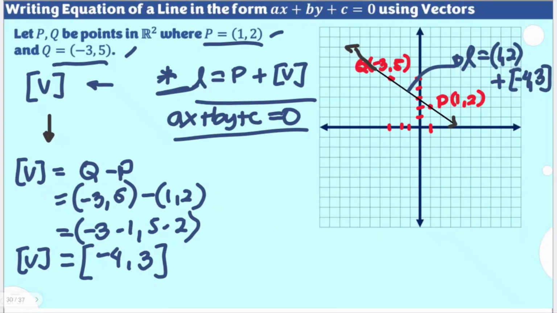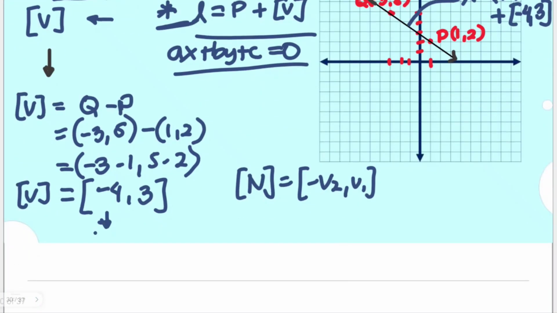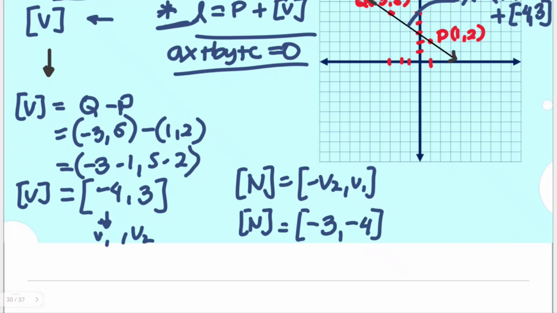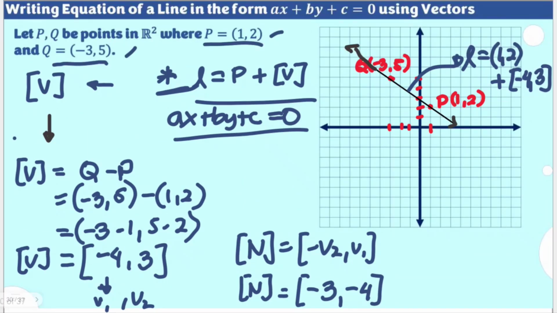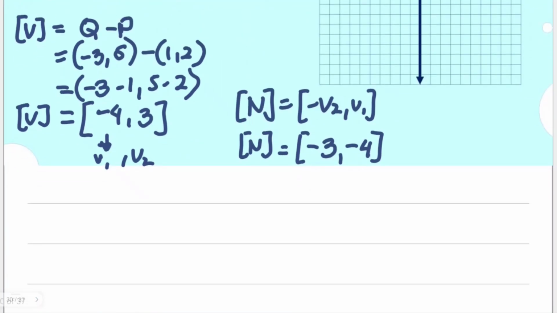With this now, let's identify first our normal vector. Our normal vector will be using -v sub 2 and v sub 1, where for our vector, this is v sub 1 and then v sub 2. In short, our normal vector is identified as the negative of v sub 2, which is 3, and your v sub 1, which is -4. This is the first step. Not necessarily the first step, you can count this as your first step. Since we don't have the vector given, we were able to solve the vector first. But if the vector is given, let's consider this as our first step.